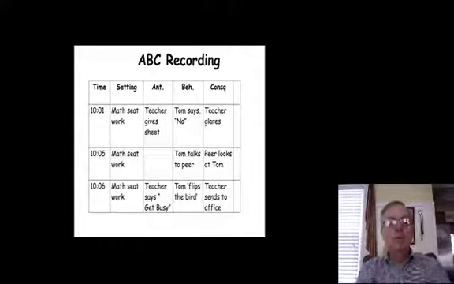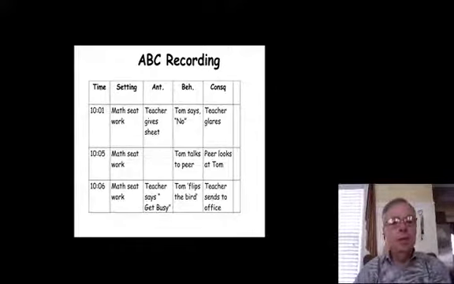A friend of mine recently developed an ABC recording sheet where rather than the word antecedent, they put what was going on right before the behavior, and then for consequence, they put what's going on right after the behavior. And behavior doesn't necessarily need to be filled in because the behavior is something you've already targeted, but in this case, things seem to change a little bit.